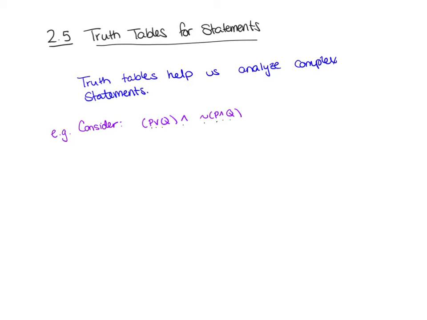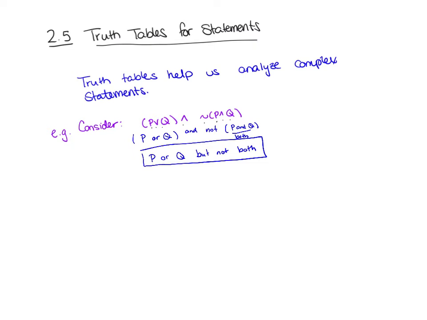So let's take a second and think about that and see if we can rewrite that in different terms. So we have P or Q and not P and Q. P and Q is both of them. So I can think of this as P or Q, but not both. So if we're ever having trouble breaking down these statements, it's helpful to use truth tables to help us look at which truth values for P and Q make the statement true.